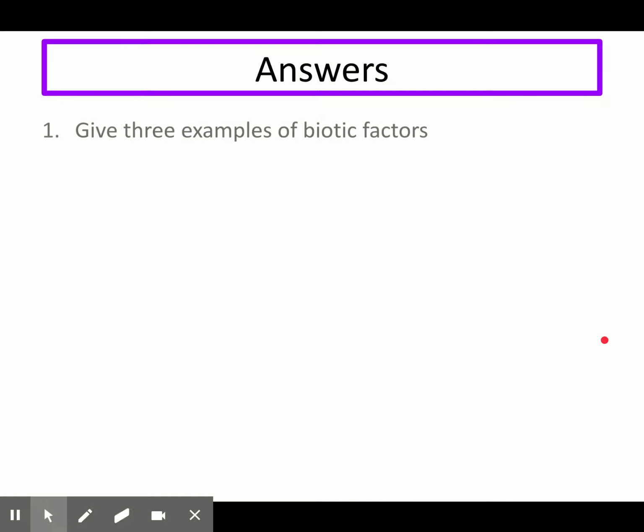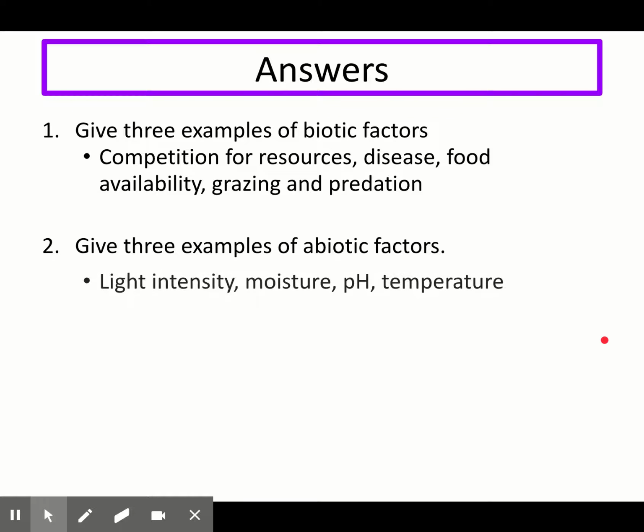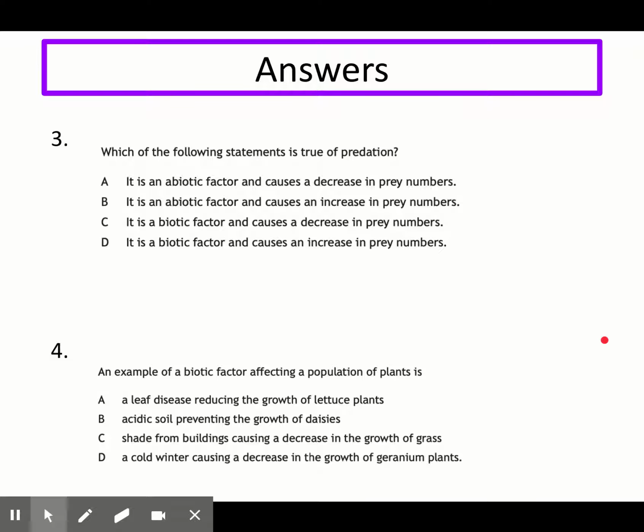Okay, so for question number 1, it asks to give 3 examples of biotic factors. So they would be competition for resources, disease, food availability, grazing, and predation. Number 2 asks to give 3 examples of abiotic factors. So they're non-living things. So light intensity, moisture, pH, and temperature. And remember again, you have to say intensity after light. These are 2 past paper questions that I picked out to show you.